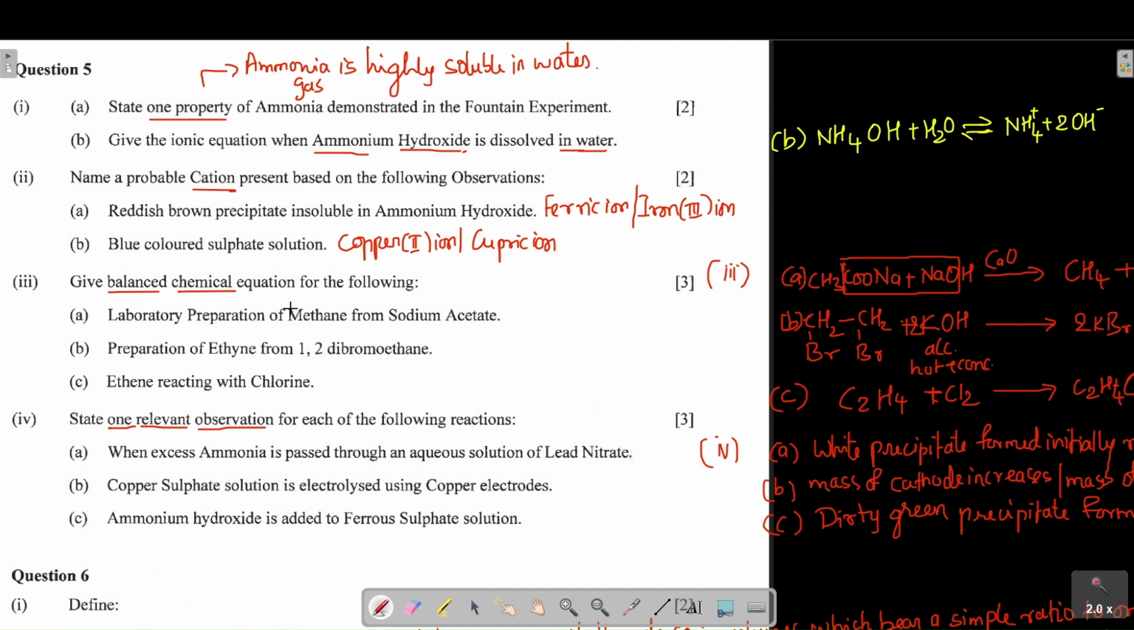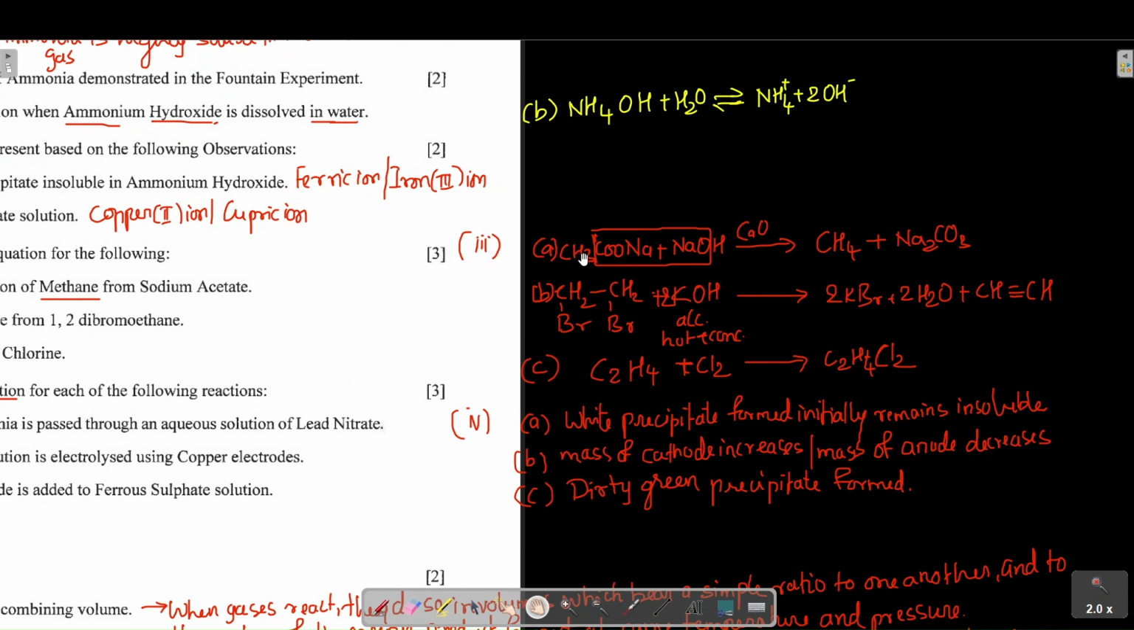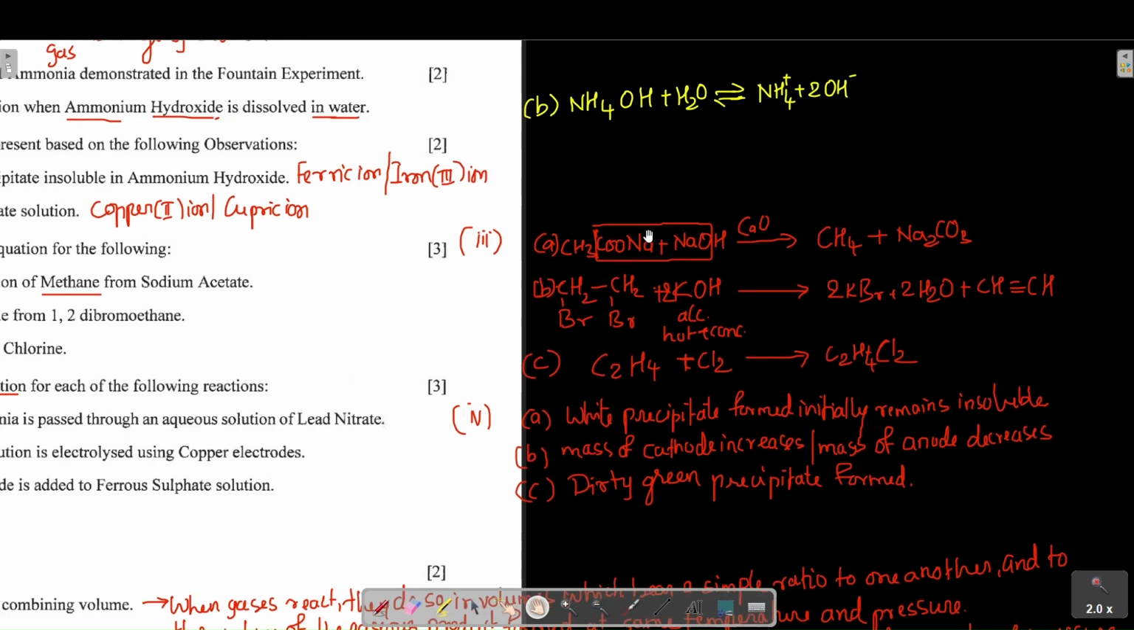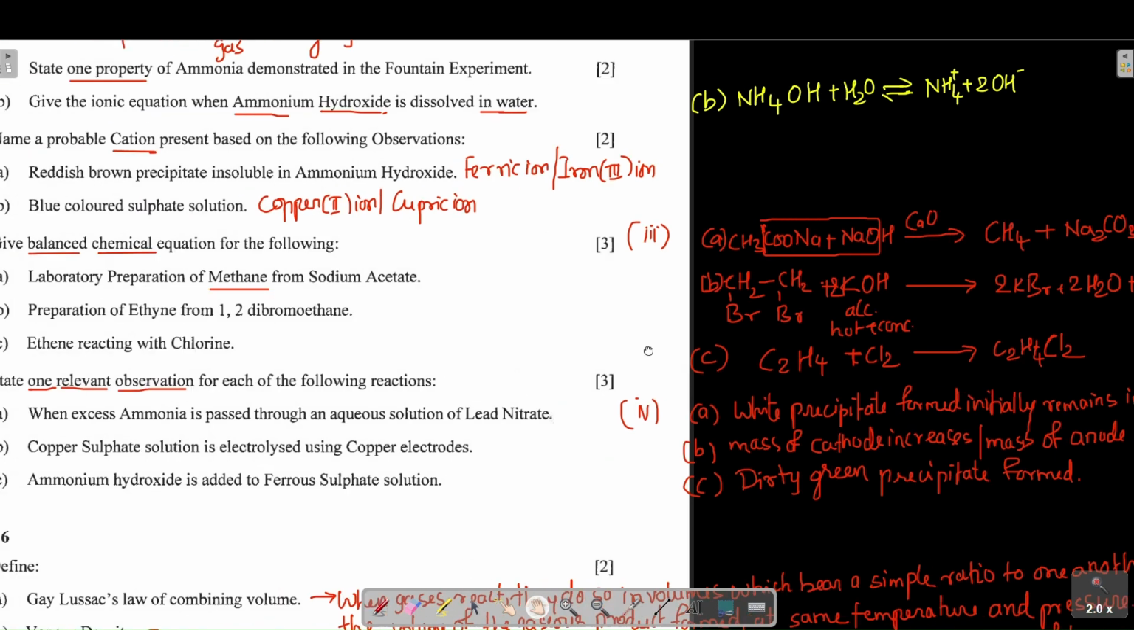Give balanced chemical equation. Laboratory preparation of methane from sodium acetate. This is decarboxylation reaction. Here I have written CH3COONa, sodium acetate, plus we use soda lime, sodium hydroxide and quicklime. What happens? Decarboxylation. Carbon dioxide goes as the carbonate. You can remove Na2CO3. What is left? CH3 and H means CH4.